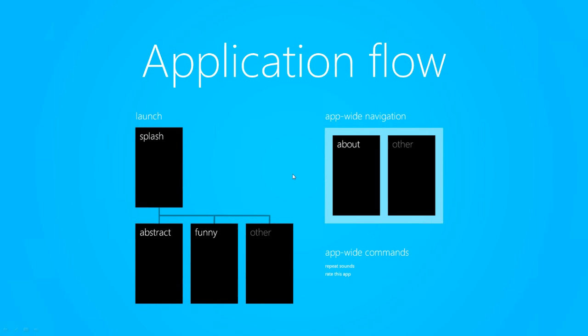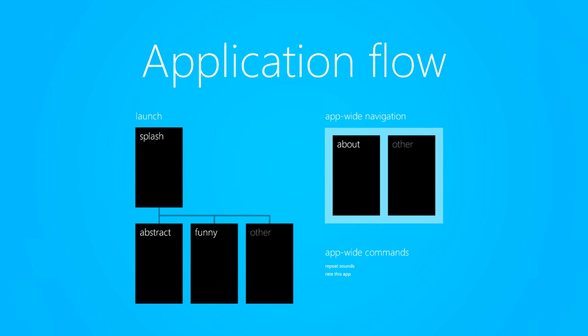So on the left side of the screen, you can see I've mapped out all the pages that relate to each other. And if this particular application had more pages, like maybe a detail page for each individual sound, I might put them down below, underneath, as a third row under abstract and funny. It's really showing the parent-child and sibling relationships among the pages that you have and how you're navigating through them.